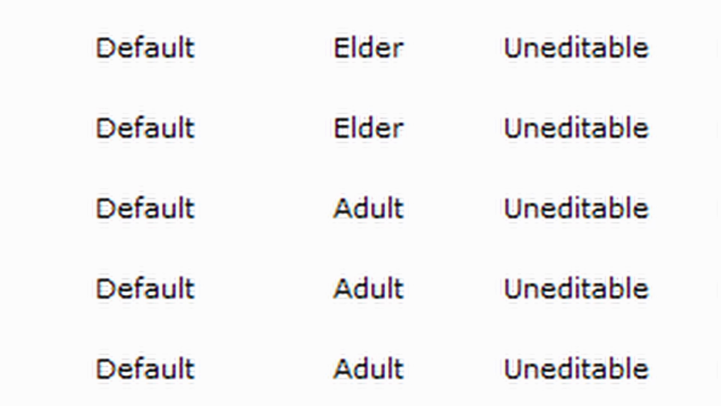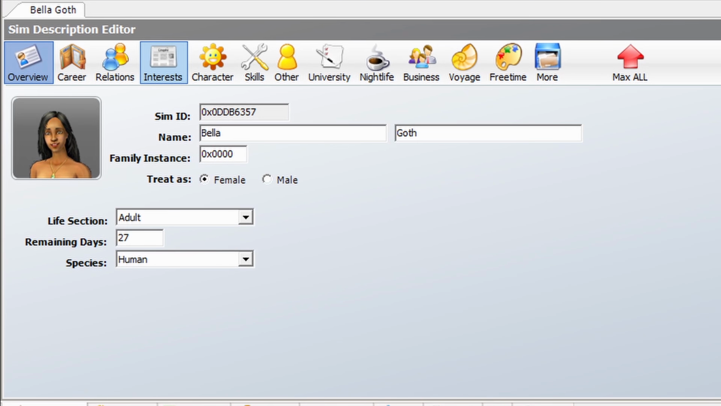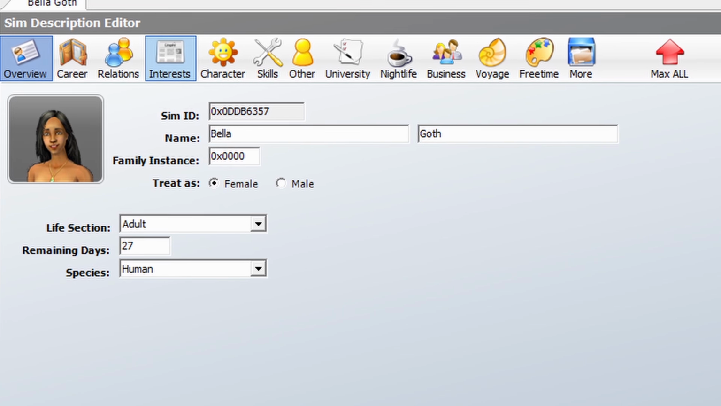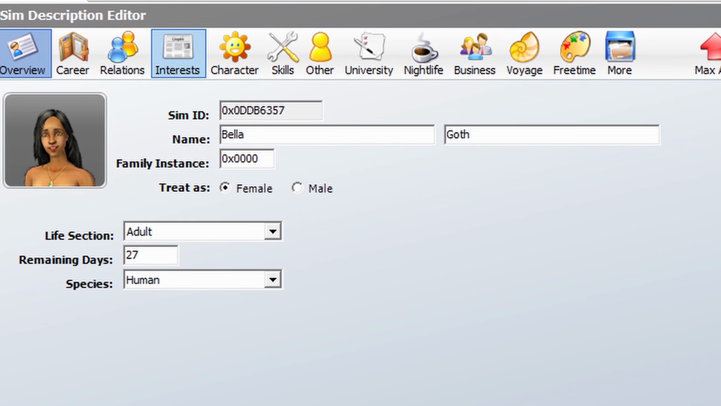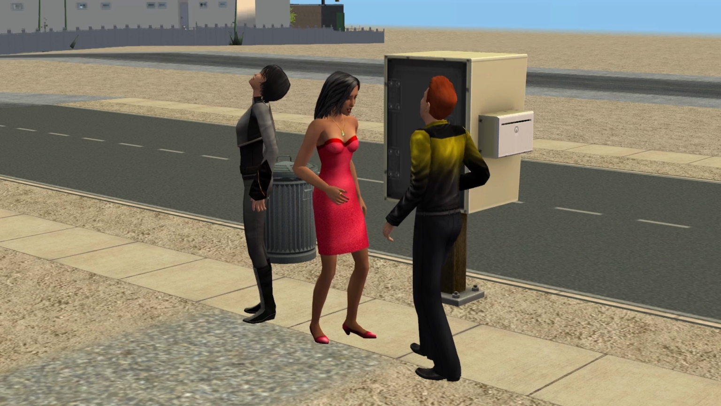But hang on a minute. Do you know who else is in the default household? Strangetown Bella Goth. That's exactly right. She was also placed in the default household. She is not really a townie. And despite that, she can be seen out and about like a townie. But the entire default household is banned from appearing on community lots, so how could this be? Why is she the only exception to this rule?